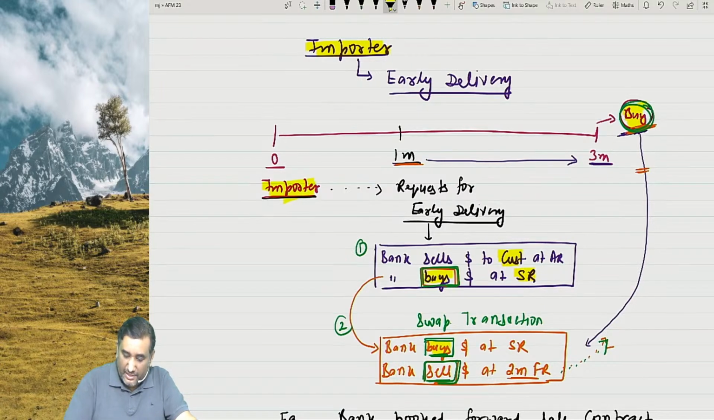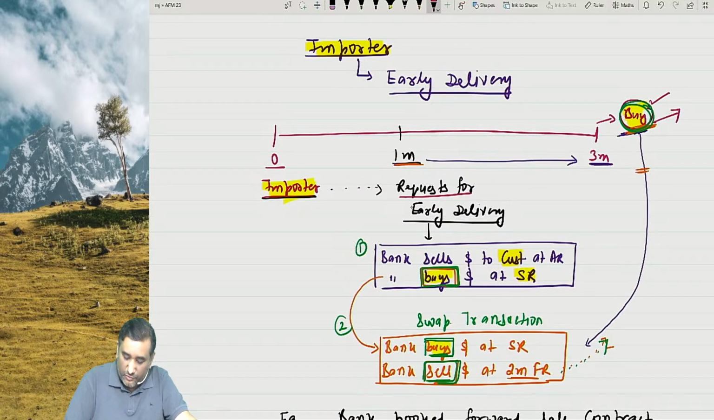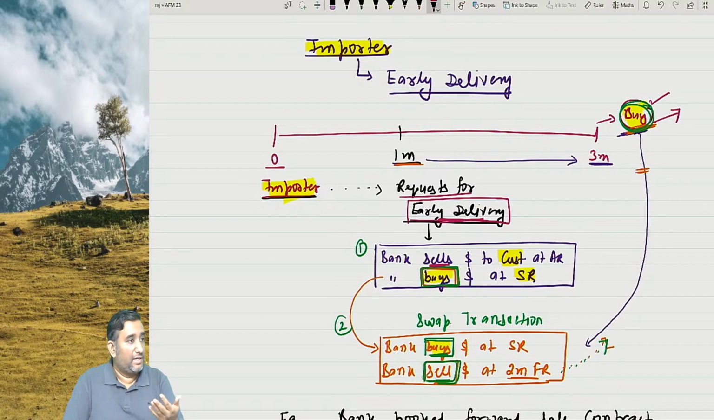You would have done the agreement to buy from me. I would have done the agreement to buy in the interbank market. You request for early delivery settlement, whatever happens. So you will buy from me. I will do what? Sell. And since I sell, I have to buy from which market? Interbank market. Bank buys.